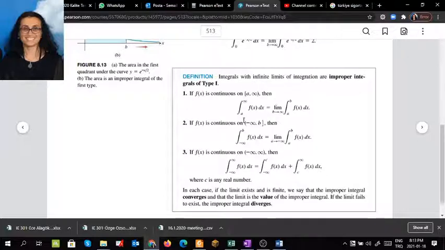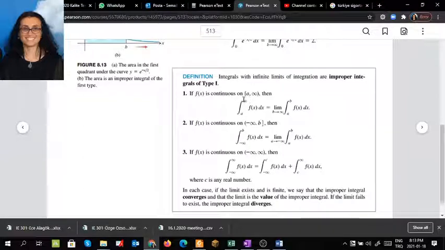Integrals with infinite limits means either one of the limits or both of them are infinite. If this is the case, we call this improper integrals of type 1. If you want to evaluate that, you have to use the limit definition here.